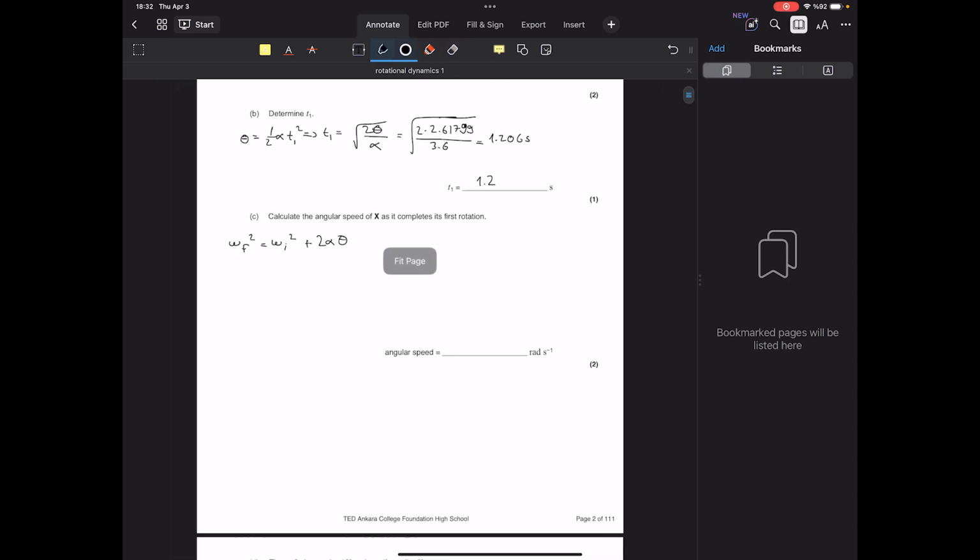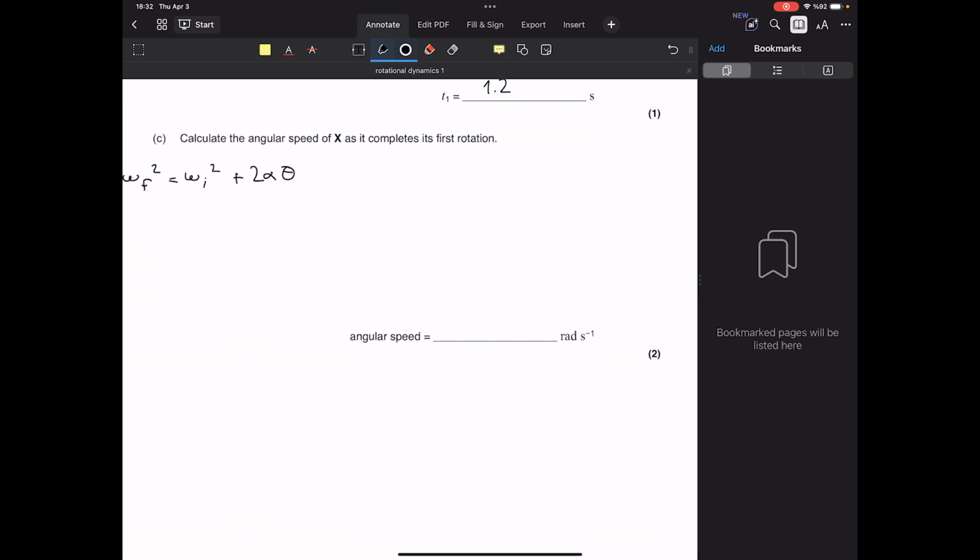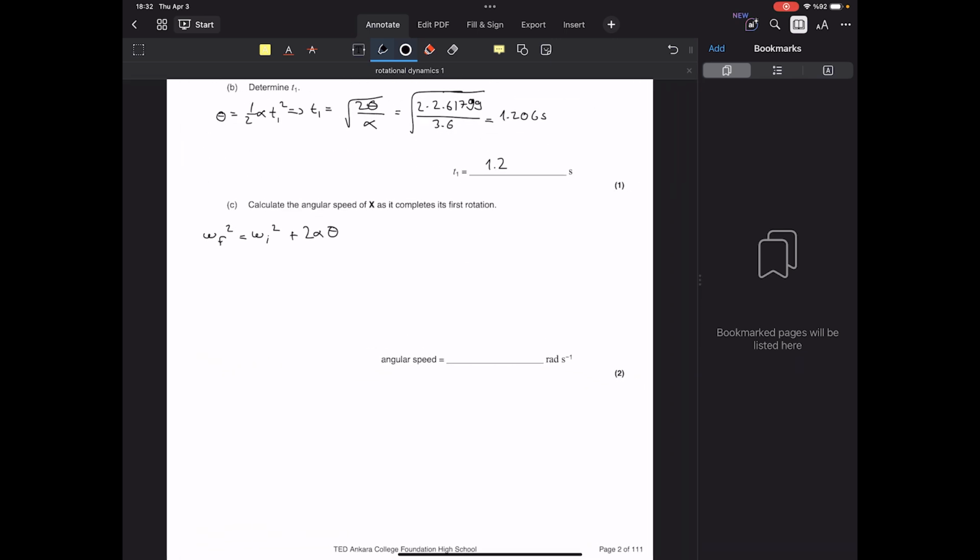We know that the initial angular velocity is 0, so we can simply remove that. So the final angular velocity squared is simply 2 alpha theta, which is going to equal 2 times 3.6 times the theta of a full rotation, which is 2 pi for the first rotation, of course. For the second rotation, it would be 4 pi.